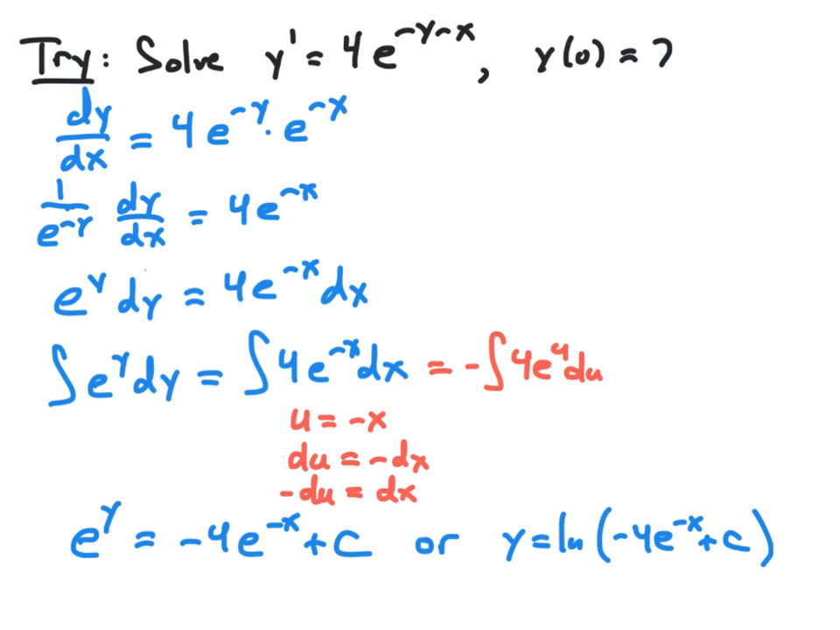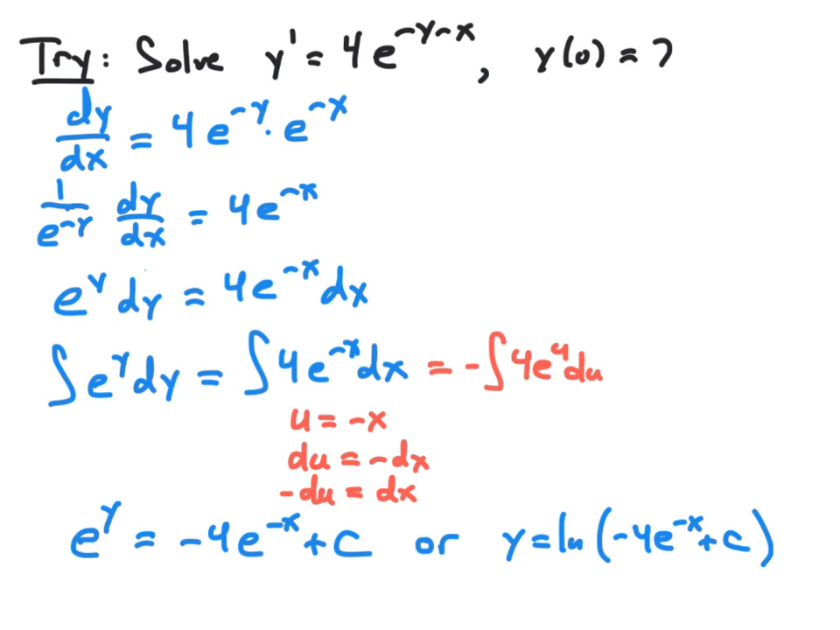So for this equation, we rewrite y prime as dy dx, and we split up e to the negative y minus x as e to the negative y times e to the negative x. We then move e to the negative y to the left side by dividing by that function, and we have 1 over e to the negative y dy dx equals 4e to the negative x. 1 over e to the negative y simplifies to e to the positive y, and we can move the dx to the other side, resulting in the equation e to the y dy equals 4e to the negative x dx. We antidifferentiate both sides of this equation.